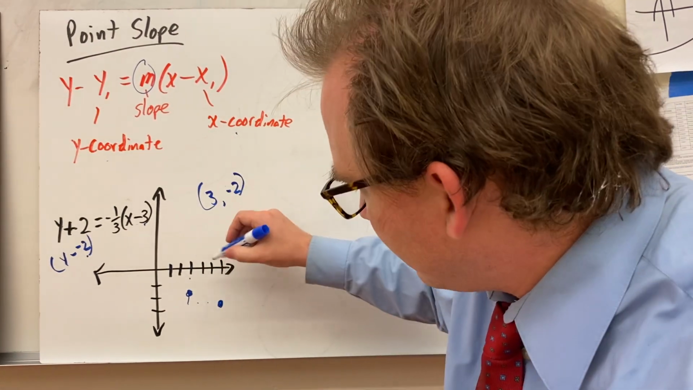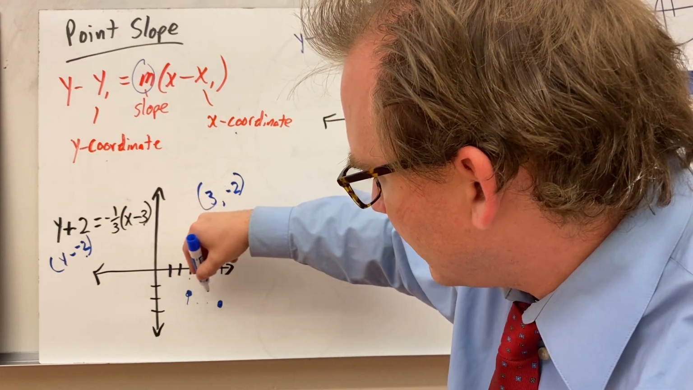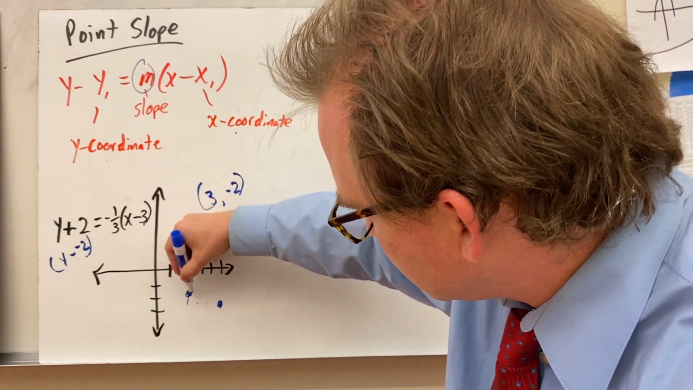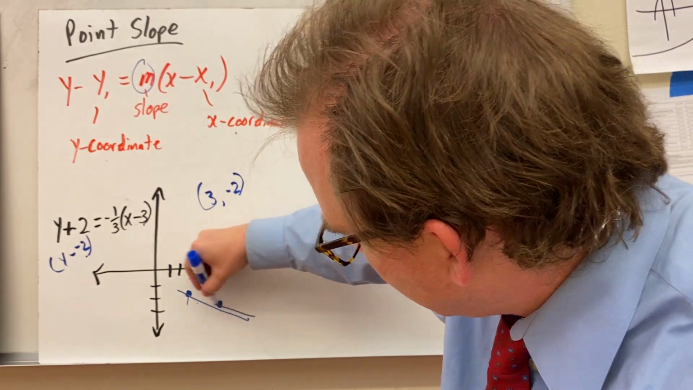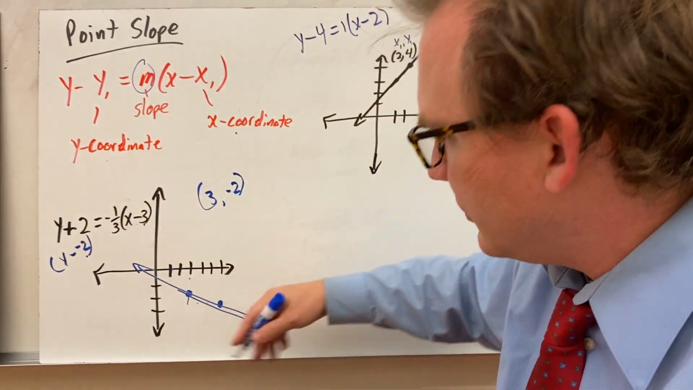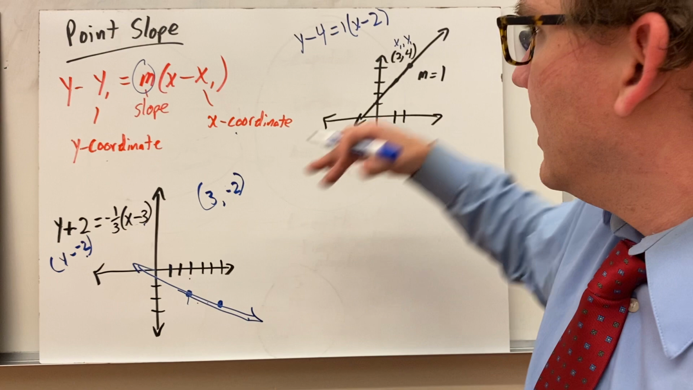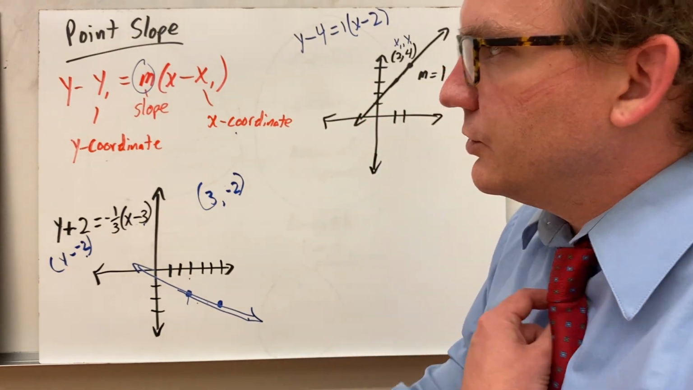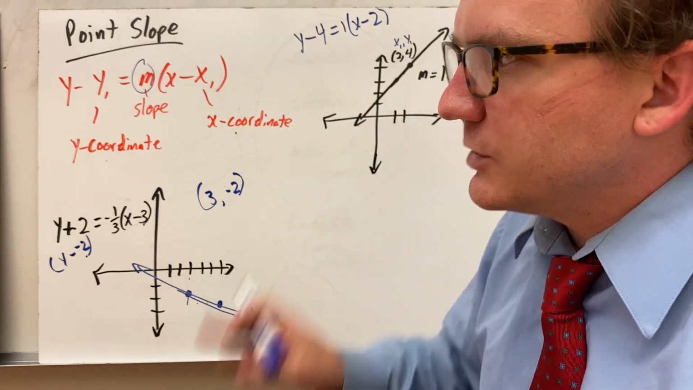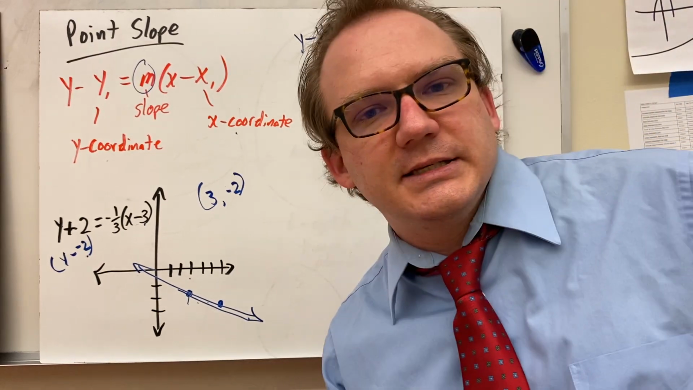Now that I have one coordinate and the slope, I use that to plot a couple points. You can use a straight edge and draw a line right through those 2 points, and that's generally what this line would look like. Again, very quickly, that's how to write and graph linear functions using slope-intercept, point-slope, and standard form.